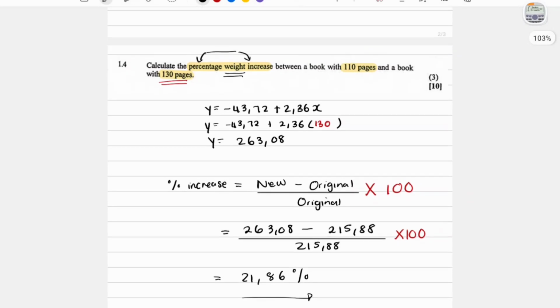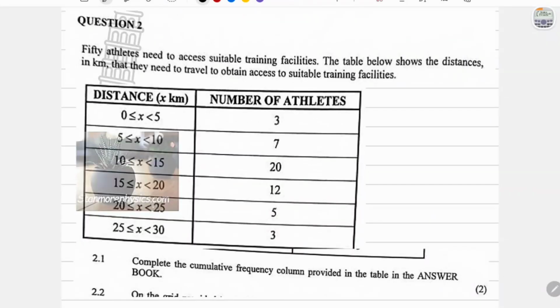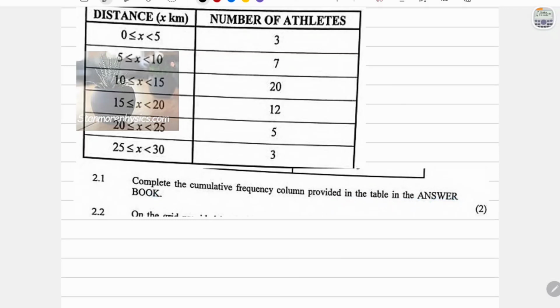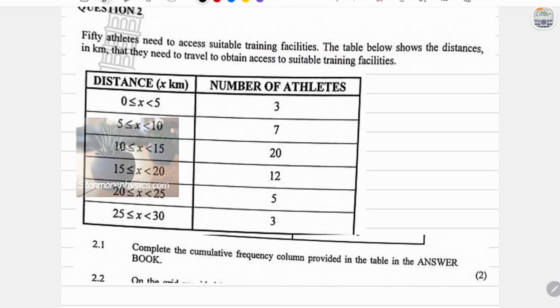And then we finally move on to question 2. Question 2 says 50 athletes need to access suitable training facilities. The table below shows the distance in kilometers that they need to travel to obtain access to suitable training facilities. So people are training and they're just showing the kilometers that they need to travel to reach these training facilities. The first question says complete the cumulative frequency column provided in the table in the answer book. I don't have an answer book. I did manage to find graph paper though for the next question. So we'll work with that.